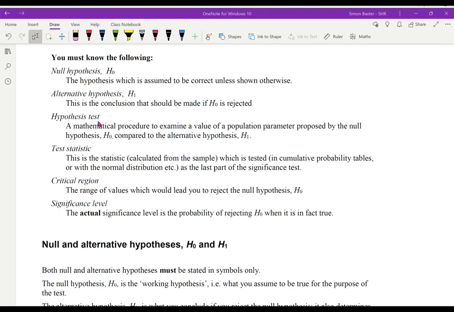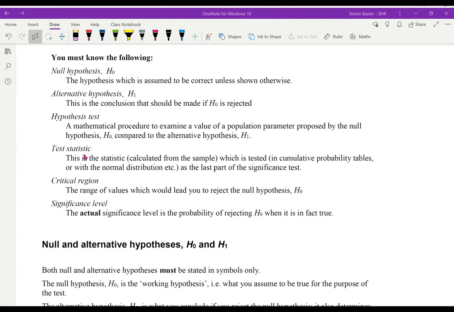Hypothesis test. This is quite a mouthful. You do need to know it. A mathematical procedure to examine a value of the population parameter. In the case we've just dealt with, we were looking at the proportion or the probability P, proposed by the null hypothesis H0 compared to the alternative hypothesis H1.